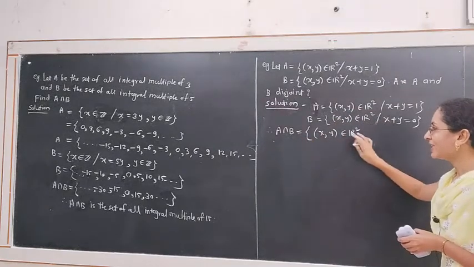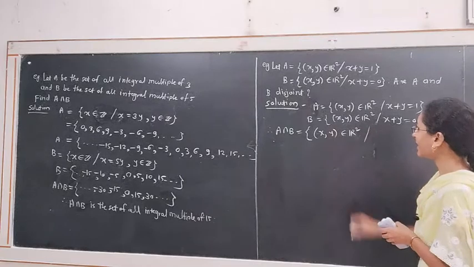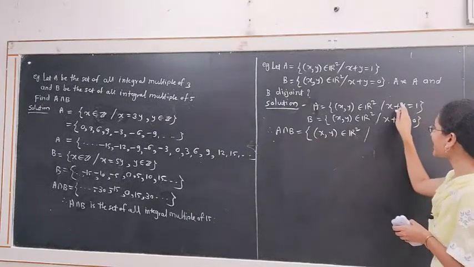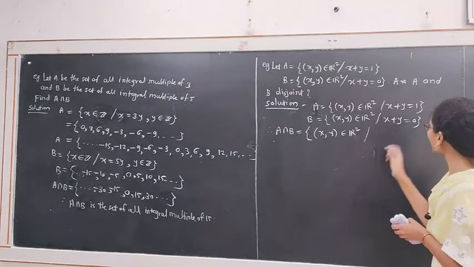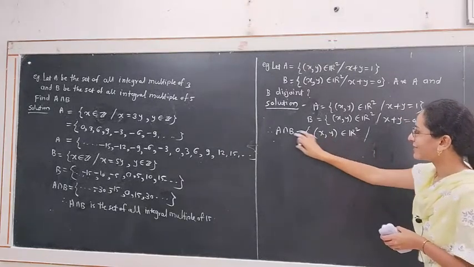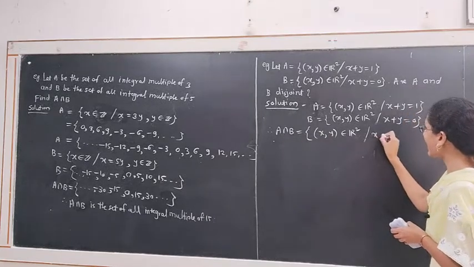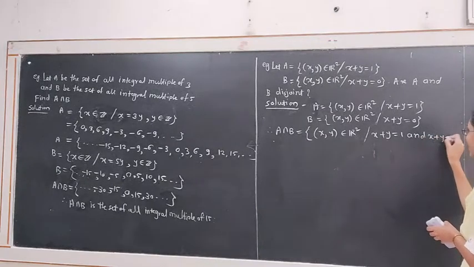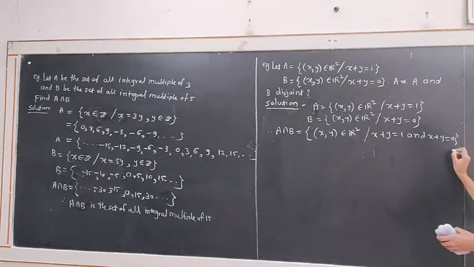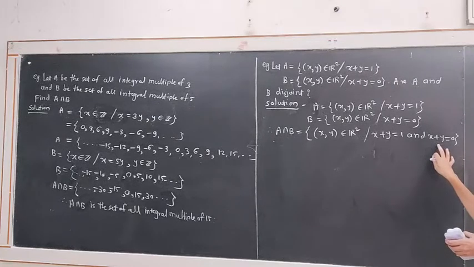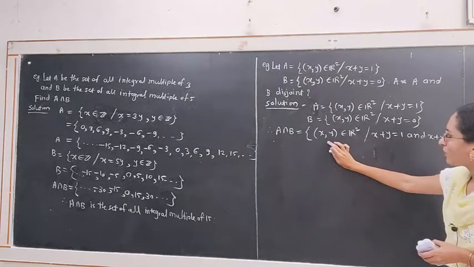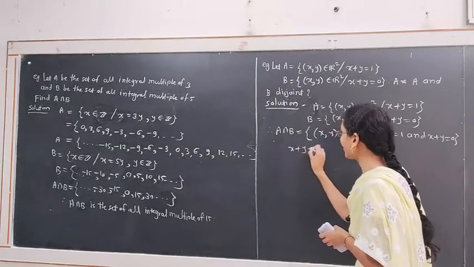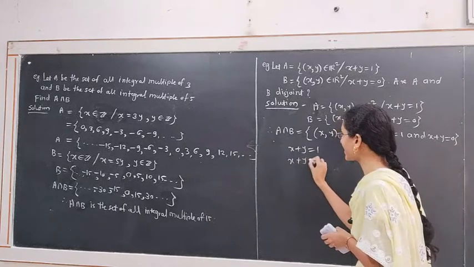Hence, A intersection B is again a subset of R2, where the elements of the set A intersection B satisfy both the conditions, x plus y is equal to 1 and x plus y is equal to 0. Only then can we find the intersection of sets A and B. Now we solve these two equations simultaneously so that we can conclude which point belongs to the intersection of A and B.